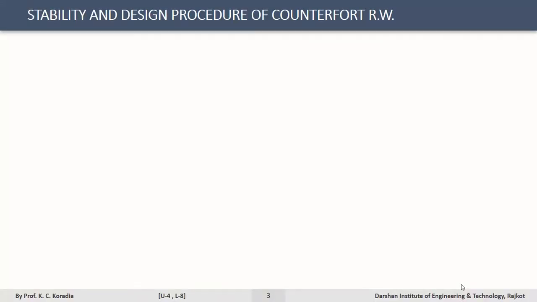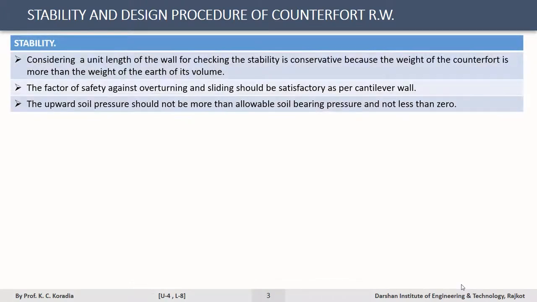Now let's see some stability conditions and design procedures of counterfort retaining wall. Considering a unit length of wall for checking the stability is conservative because the weight of counterfort is more than the weight of the earth of its volume. Hence, we can neglect the weight of counterfort in our stability check.